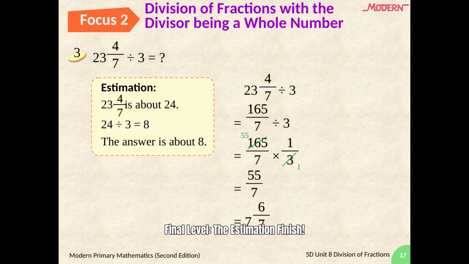Focus. Final level, the estimation finish. Slide 17. 23 4/7 divided by 3. Estimation first. 23 4/7 is about 24. 24 divided by 3 is 8. Our target is 8. Now the math. Convert to 165/7. Swap and flip, snip the 165 and the 3. And we get 7 6/7. That's almost 8. Bullseye. You guys are champions of the track.